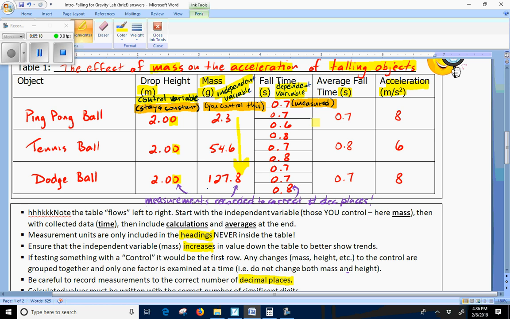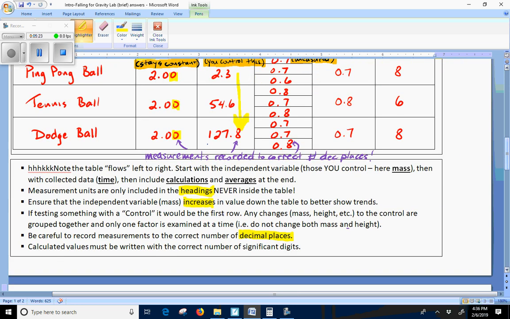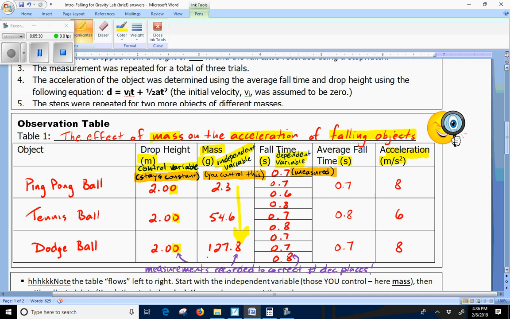The other thing is that when we're doing any kind of calculations, they are at the end. And when you're doing the calculation, make sure you round to the correct number of significant digits. So when I did this acceleration calculation, I used fall time and I used my height. And because my fall time only has 1 significant digit, my acceleration can only have 1 significant digit. So this is important at the end. Okay, so 1 significant digit in this particular lab for the acceleration calculation.